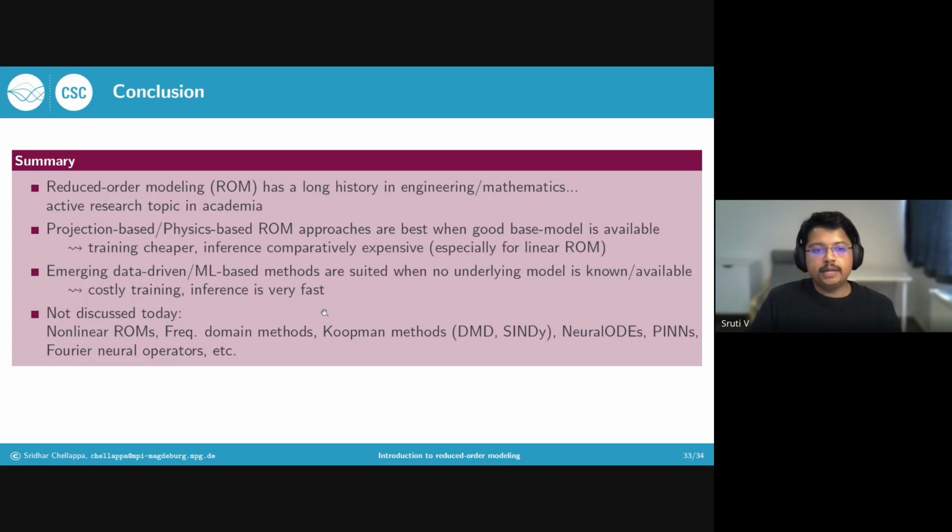Like I mentioned, there are many other methods of reduced order modeling, which I did not talk about, such as nonlinear reduced order models, frequency domain methods, neural ODEs, but that's for some other day probably.